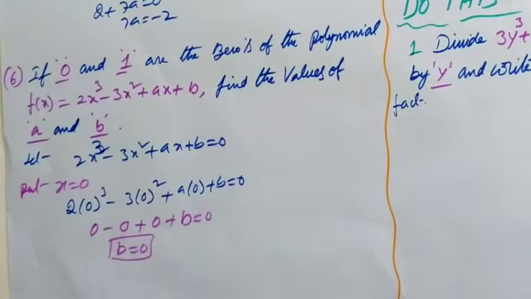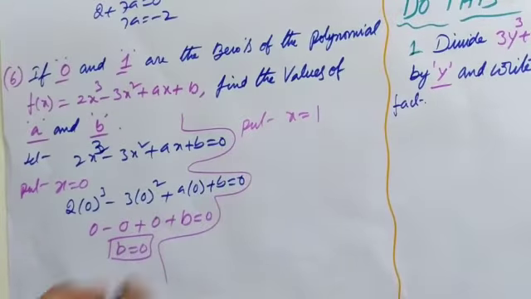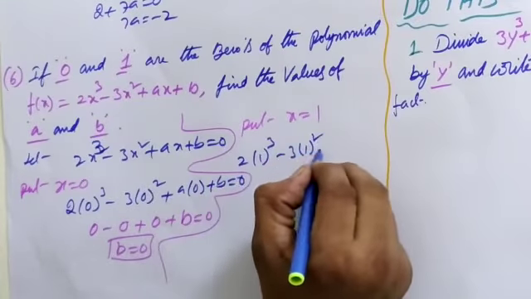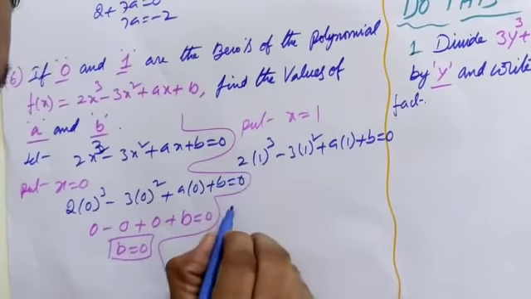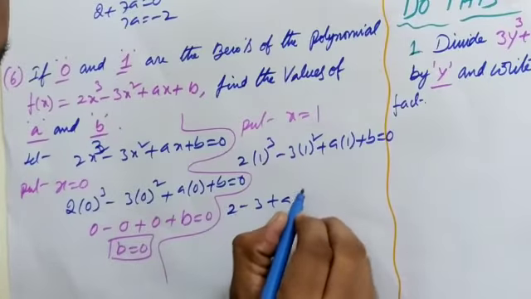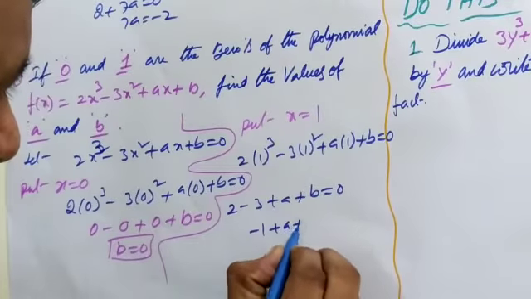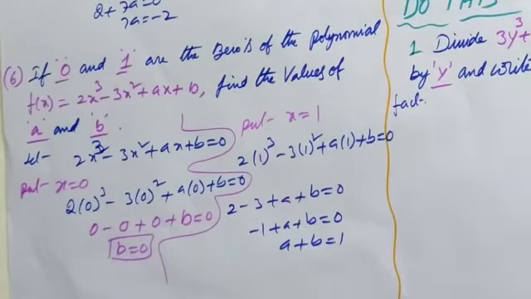At the same time put x is equal to 1. Now the equation is 2 into 1 cubed minus 3 into 1 square plus a into 1 plus b is equal to 0. 2 into 1 cubed means 2, minus 3 plus a plus b is equal to 0. Therefore minus 1 plus a plus b is equal to 0, so a plus b is equal to 1.